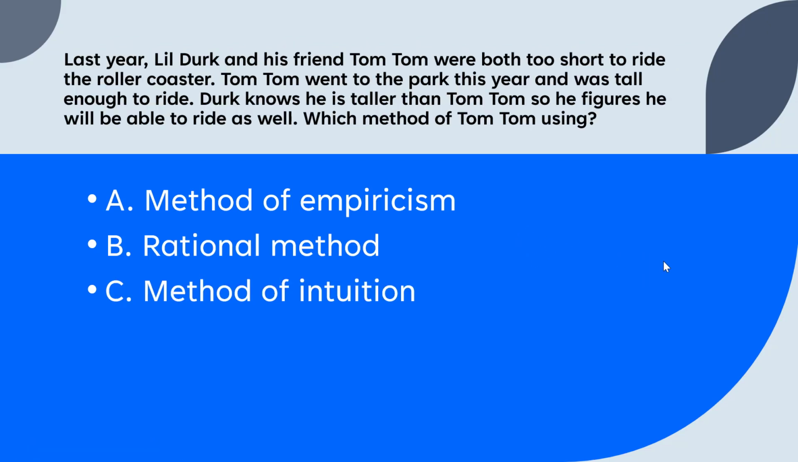Last year, Lord Dirk and his friend Tom Tom were both too short to ride the roller coaster. Tom Tom went to the park this year and was tall enough to ride. Dirk knows he is taller than Tom Tom now, so he figures he will be able to ride as well. Which method of knowing is Tom Tom using? Pause the video quickly if you need time to figure this out, and then press play when you are ready.